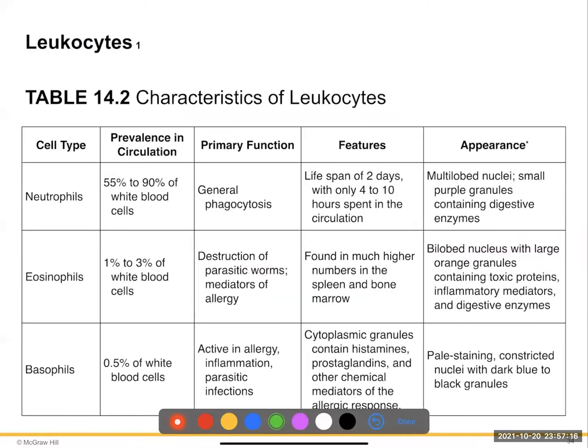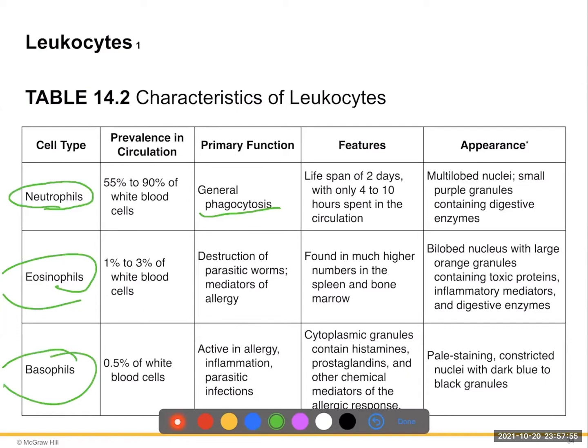So, some of what we just talked about. We have neutrophils, 55 to 90%, phagocytosis. Okay. Lifespan of 2 days with only 4 to 10 hours spent in the circulation. Multi-lobed, small granules, contain digestive enzymes. Eosinophils, 1 to 3% of the white blood cells. These are used for the destruction of things like parasitic worms. Okay. Mediators of our allergic responses, found in much higher numbers in the spleen and in the bone marrow. They're bilobed, large orange granules, contain toxic proteins and inflammatory, anti-digestive enzymes.